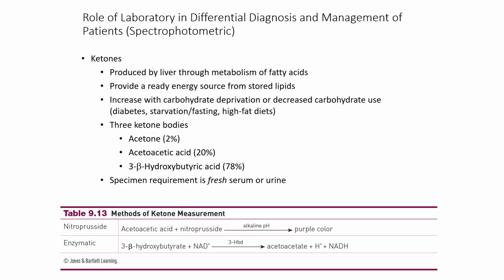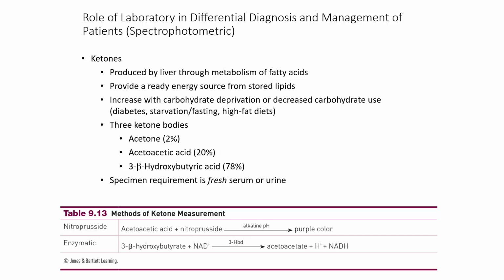Ketones are produced by the liver through the metabolism of fatty acids. When your body uses up glucose stores and switches to fat metabolism, you produce ketones. It provides a ready energy source from stored lipids. Ketones increase with carbohydrate deprivation or decreased carbohydrate use. So if you have diabetes, starvation, fasting, or high-fat diets.